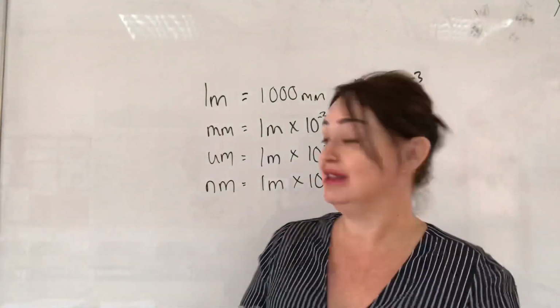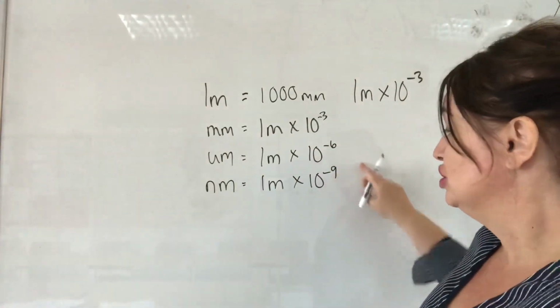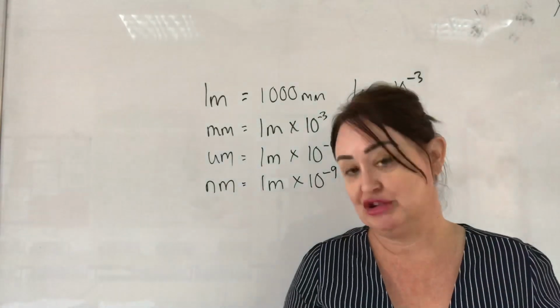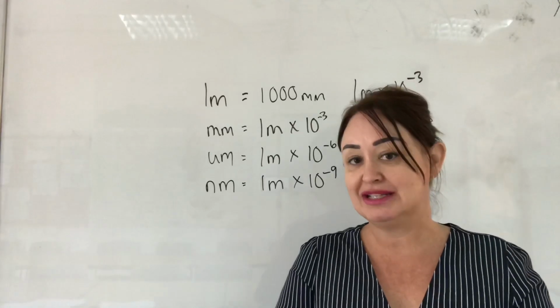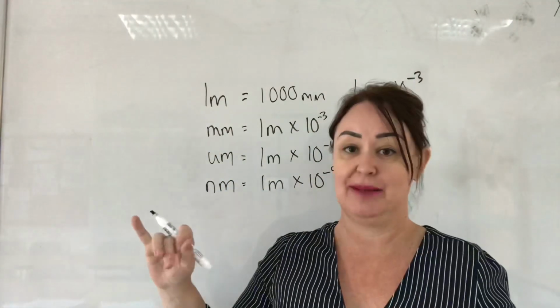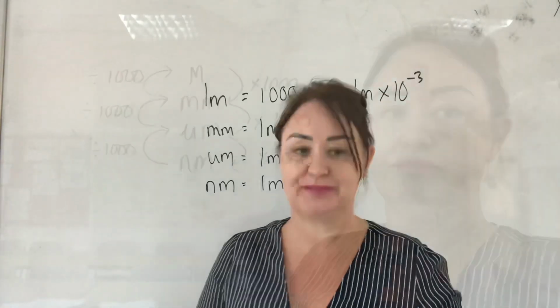Now what's so great about this is it's a factor of 1,000 each time. So we're just moving the decimal point 3 places each time. And that's why we don't want centimetres, because a centimetre is only a factor of 10 away from a millimetre. So let's look at some examples and then it'll make more sense.